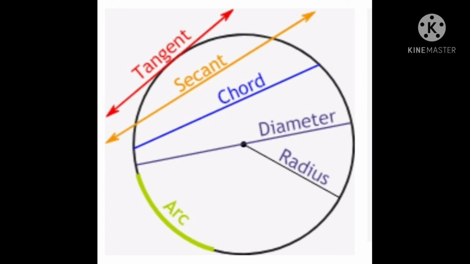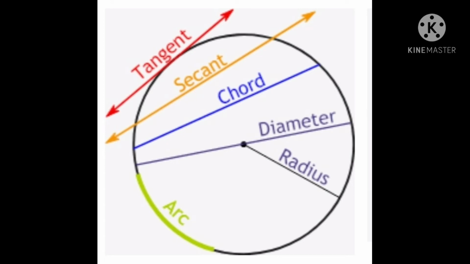Now the chord is nothing but the segment which intersects a circle at 2 points. So like that, the diameter is also a chord of a circle. Diameter also intersects the circle at 2 points, so that's why the diameter is also a chord of a circle. Diameter is called the biggest chord of the circle.